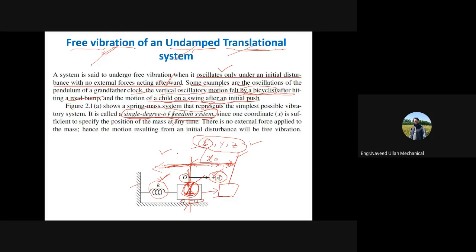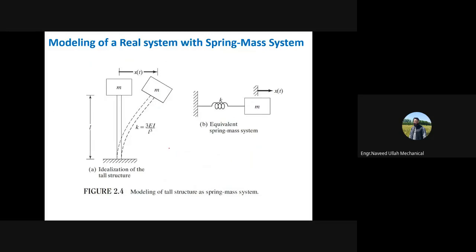But before that, I added some slides from your book, and they are saying that if you look at the analysis procedure, okay, the vibrational analysis procedure. So first, we need to identify what is the degree of freedom of a system. Okay, then you need to model the real system with a spring mass system.